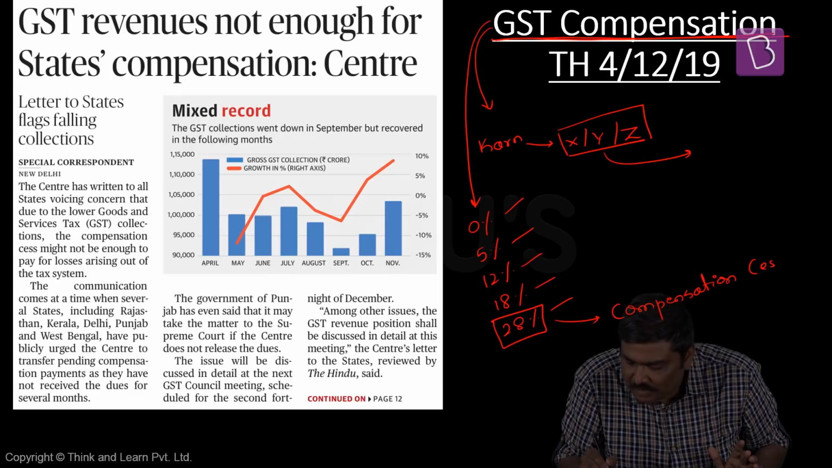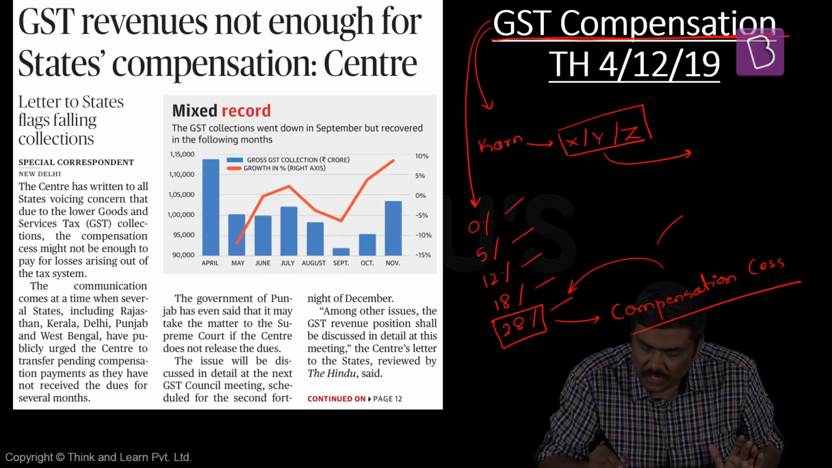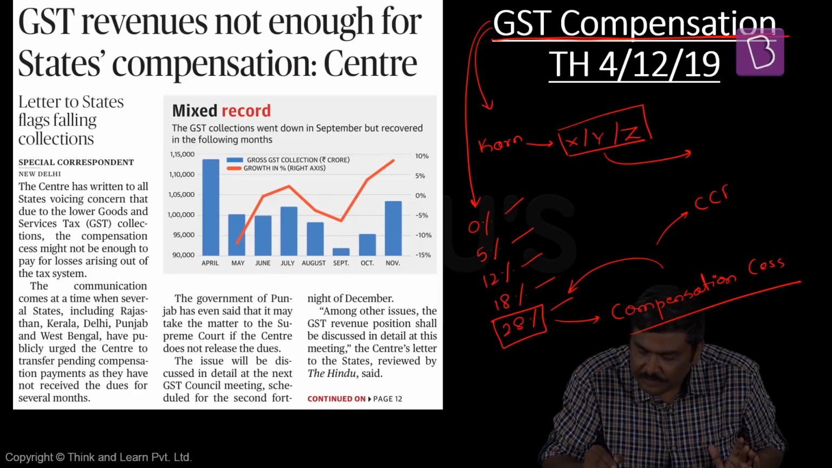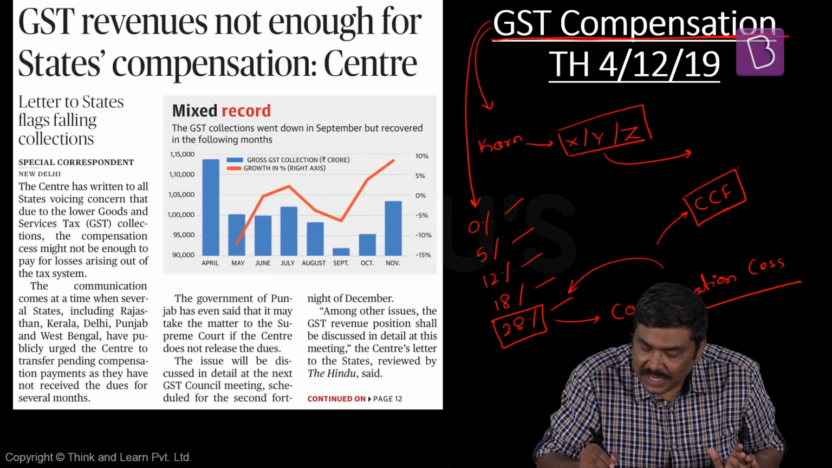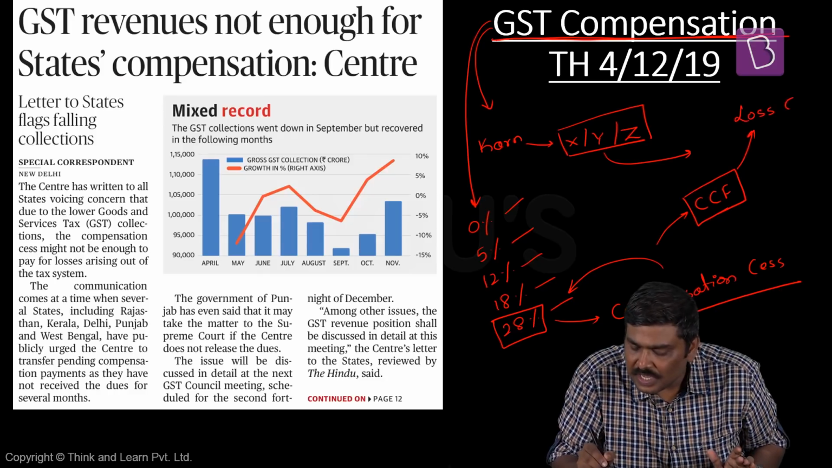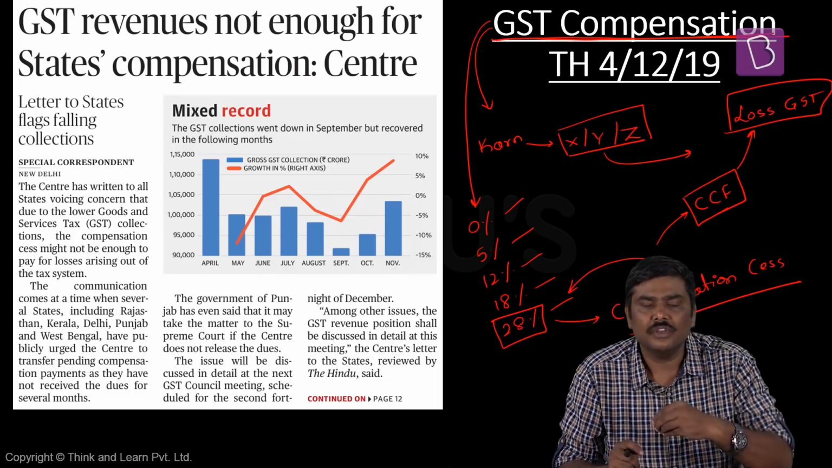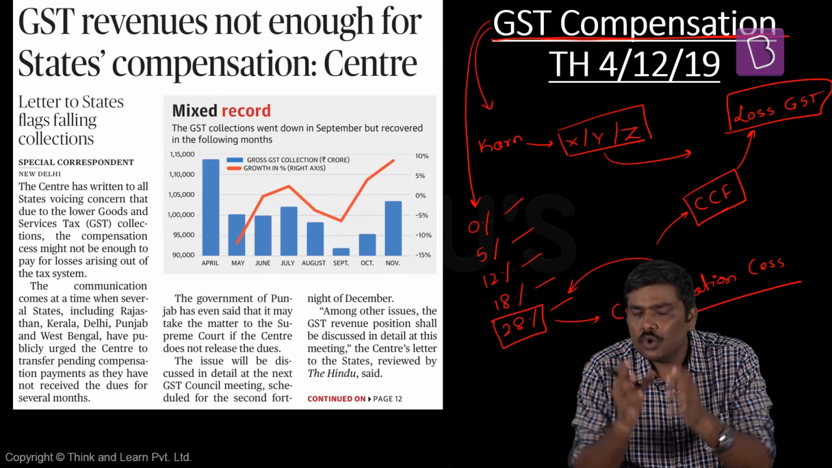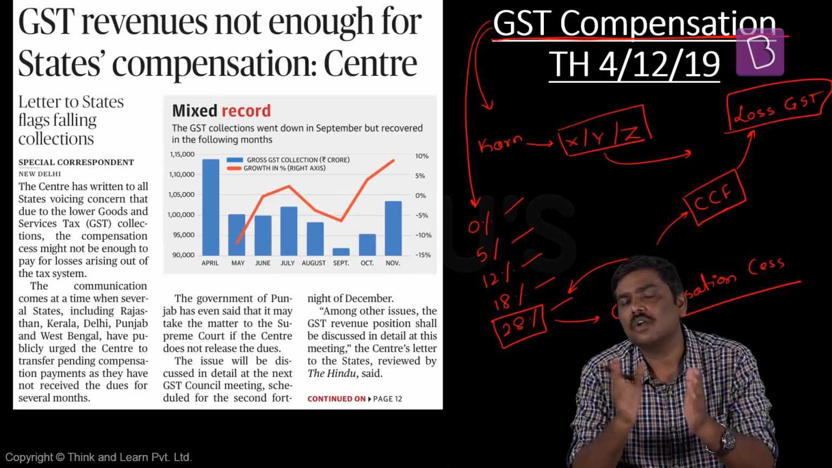Now, the cess that will be collected on these particular goods will be put into a fund called as a compensation cess fund. And from this particular compensation cess fund, the state governments will be given the loss of GST revenues or any under collection of GST revenues. That particular lower collection of GST will be compensated to the states by the central government.